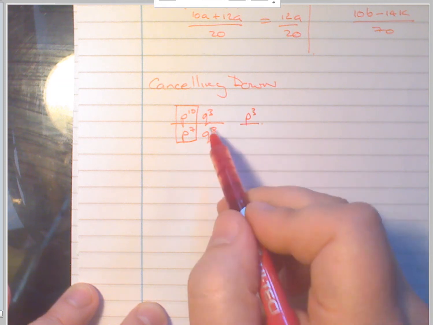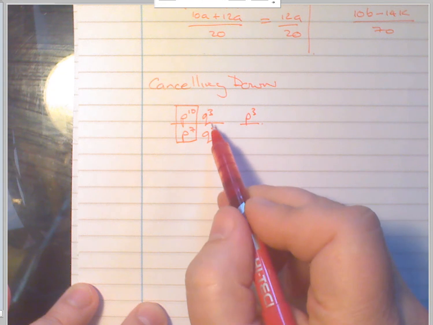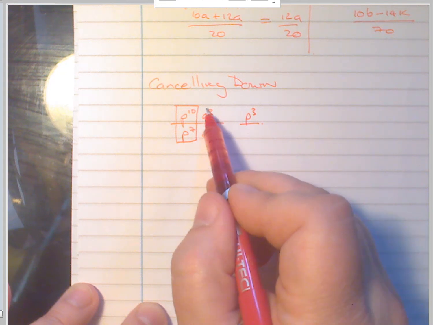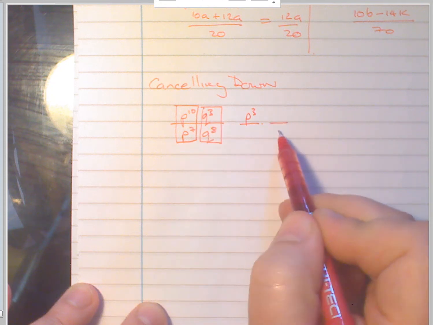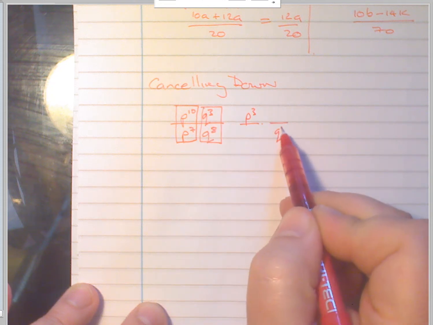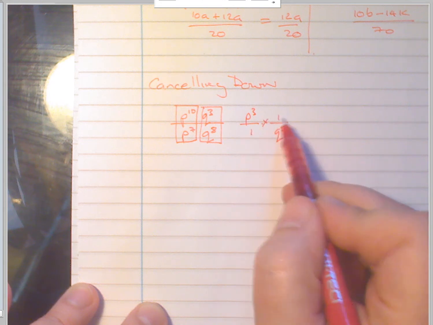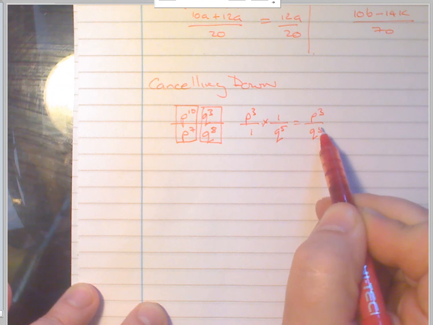Now here you can see that this thing is bottom heavy, okay? So you've got more q's at the bottom than you have at the top. And the difference between them, you can see, is 5. So bottom heavy with 5 there, and p cubed at the top. We're going to put that together and give you p cubed over q to the power 5. Let me do some more.